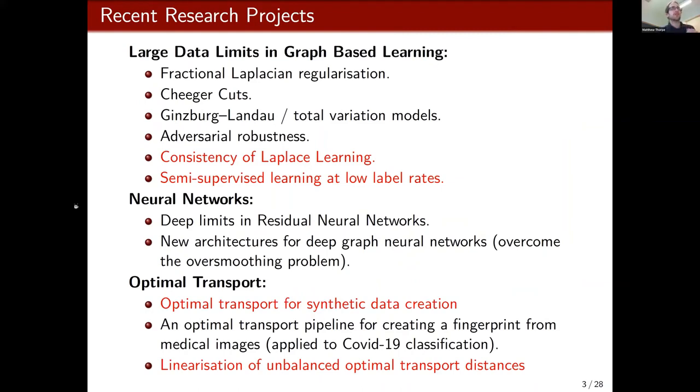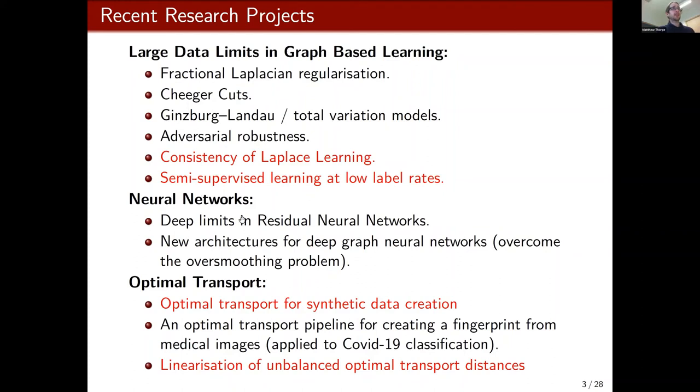Okay, so I've written down a few of the projects I've been involved in recently. The ones highlighted in red are the ones I want to touch on today. Typically, in the large data limit of graph-based learning, we set up some variational problem on a graph, and then we look at what happens as the number of nodes in that graph goes off to infinity. And this is in a variety of contexts. It could be semi-supervised learning, it could be clustering, it could be fully supervised, and the applications could be more geared towards imaging, or a range of scenarios.